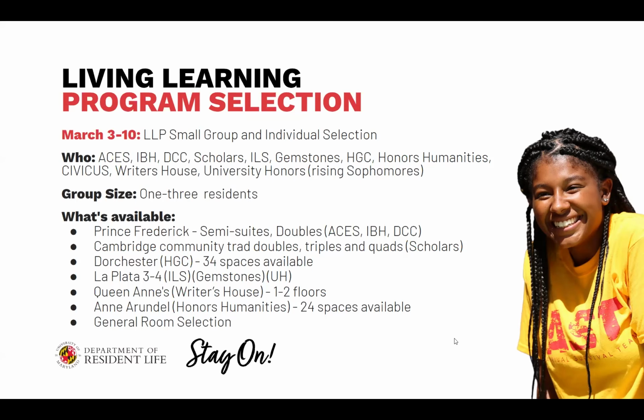And then students who are in Writers House will have 2 floors available in Queen Anne's Hall. Students in Honors Humanities also have a limited number of spaces available in Anne Arundel. And then finally, unless you're in ACES, you don't have to return to your living learning program, and then you can just participate in a general room selection, either large or small groups.